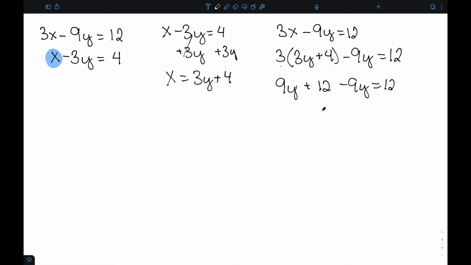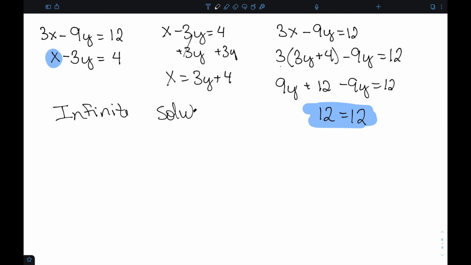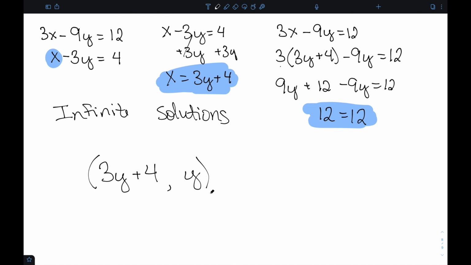9y minus 9y is going to cancel, and I end up with 12 equal to 12. This time, instead of a false statement, I ended up with a true statement. All of my variables canceled, and I have a true statement. This is the case where we have infinitely many solutions. And we're actually going to use our result from step 1 to properly write this. Essentially, instead of x, I'm going to write 3y plus 4. And for y, I'm just going to write y.